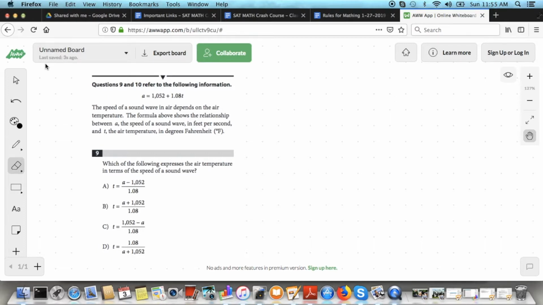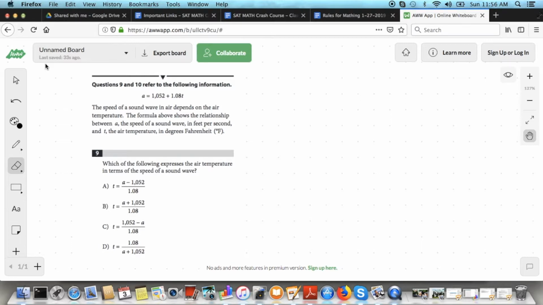Question 9 reads, which of the following expresses air temperature, which is not A, that's T, right? I think this is intentionally confusing. They want you to keep track of the variables here. Which of the following expresses air temperature, T, in terms of the speed of the sound wave, that's A. It's a really fancy way, and I've seen this wording quite a bit, of saying isolate T. Express the air temperature in terms of the other variables and values, right?